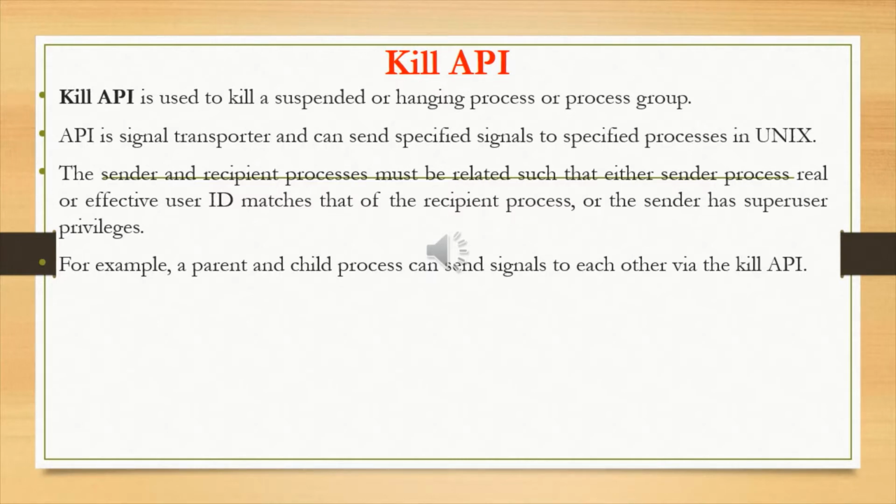The sender and recipient process must be related such that either the sender process's real or effective user ID matches that of the recipient process, or the sender has super user privileges. For example, the parent and child process can send signals to each other through the kill API function.